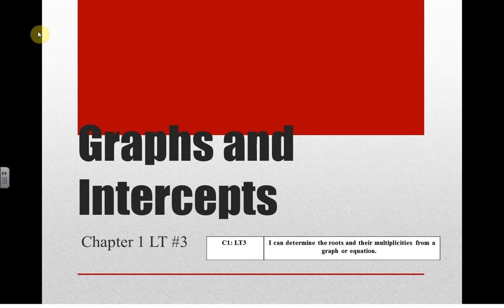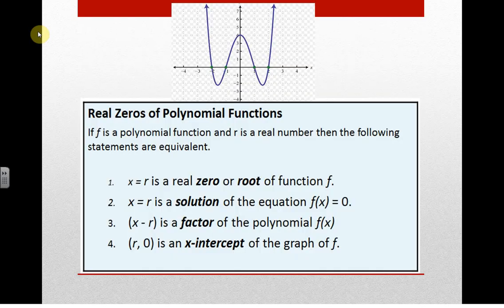So we're going to determine roots and their multiplicities from a graph or equation. Multiplicity. Okay, so real zeros.